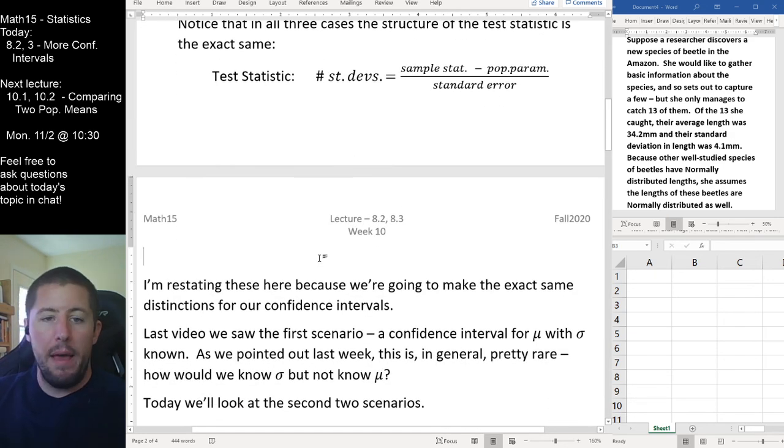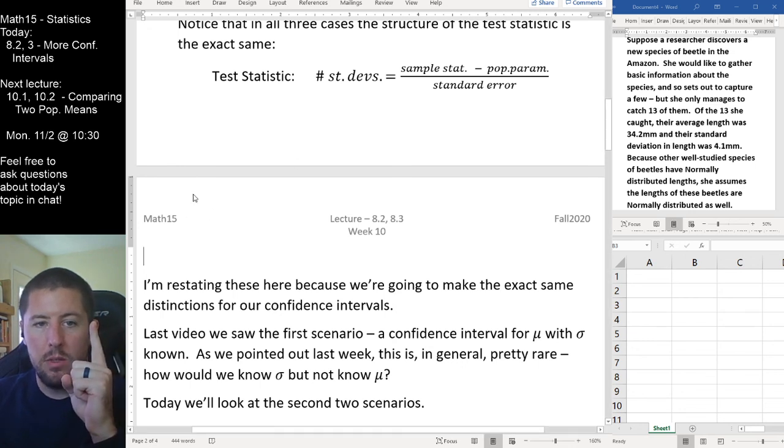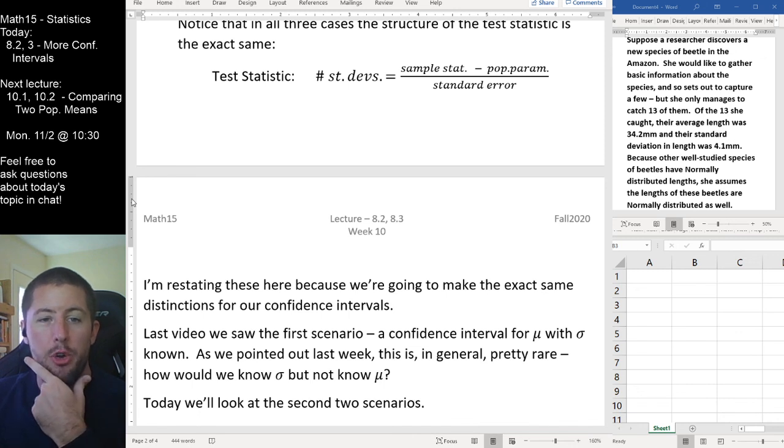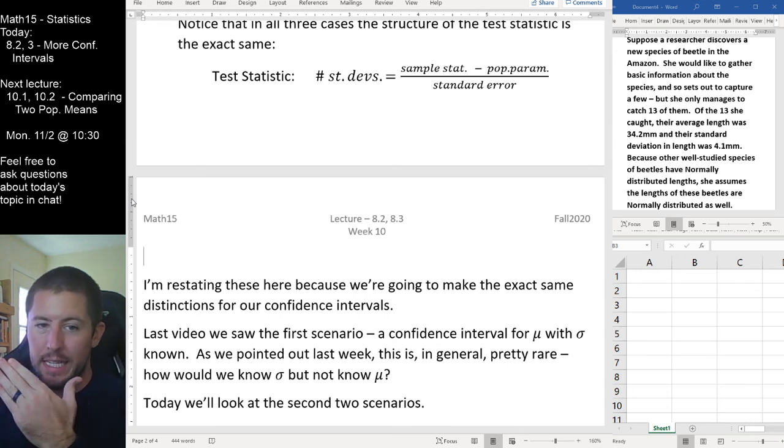And by the way, maybe just real quick, look above my head right now. What we're going to be doing next week, you can see the next lecture is 10.1, 10.2. That's comparing two population means. So this is going to be saying things like, is there a statistically significant difference between the average height of men and the average height of women? We're going to collect a sample of men and we're going to collect a sample of women. That's two samples that we're collecting right there.